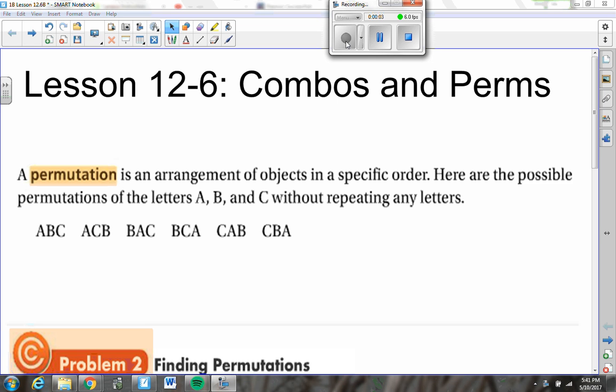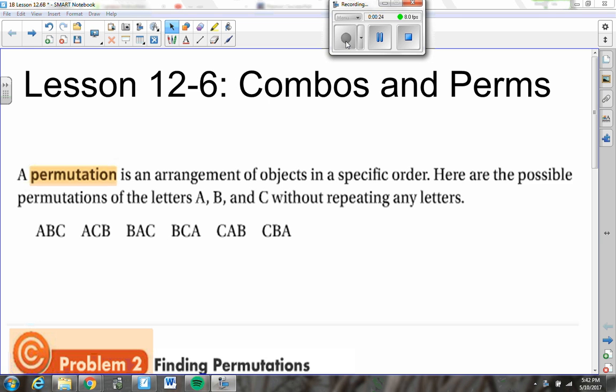All right, Algebra 1B students, welcome to part 2 of your video on lesson 12.6. We're continuing our talk about combinations and permutations. In the last video, we talked about combinations of things, how many different combinations of 8 shirts and 5 pairs of shorts you could do, and things of that nature.